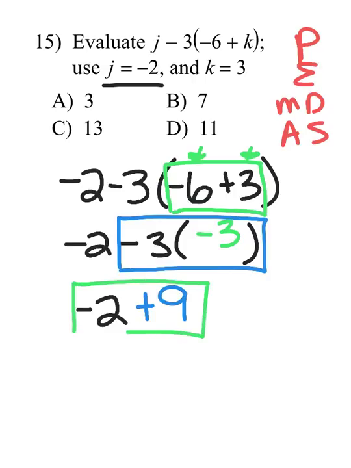-2 plus 9 is 7. And I know that because I have different signs. I have a negative sign and a positive sign. So that allows me to subtract my numbers. And 9 is larger, so it's a +7.